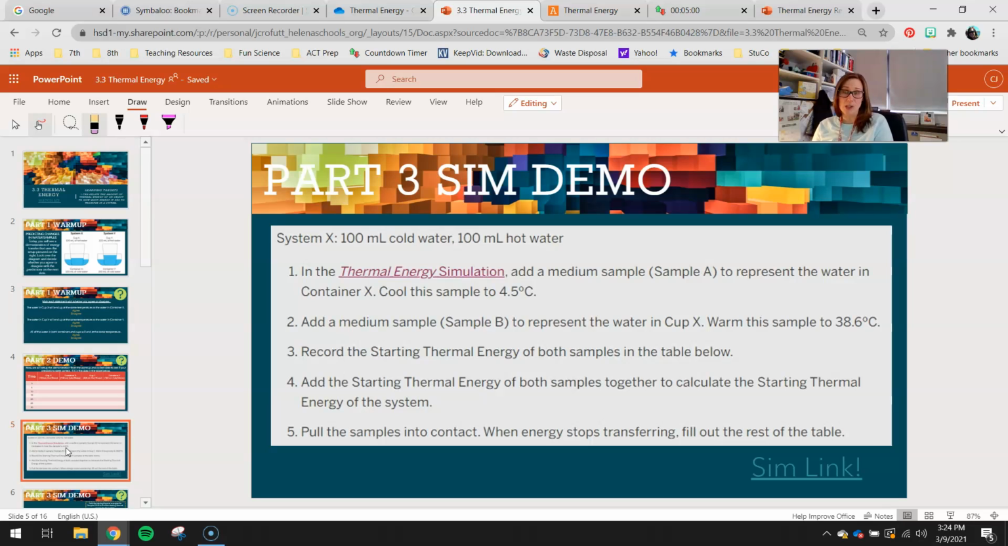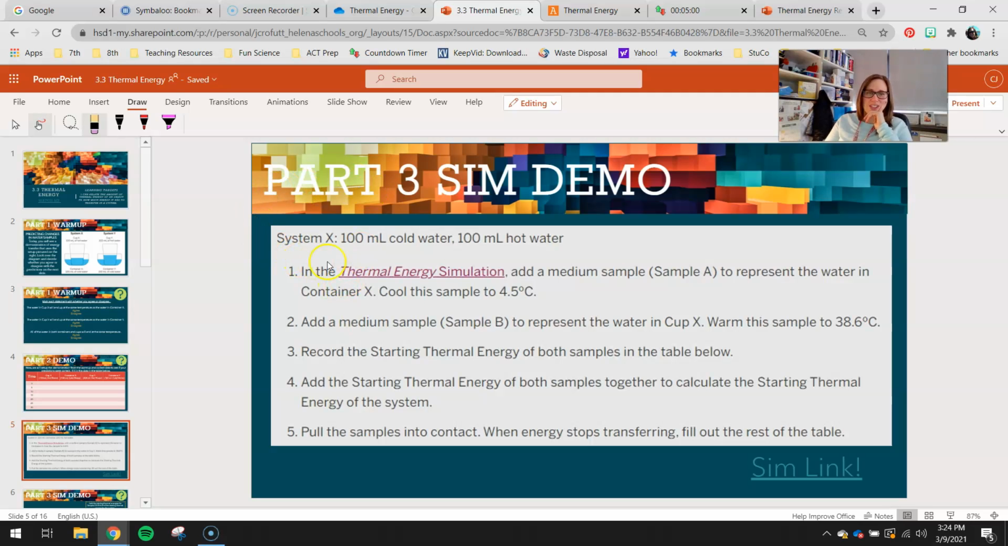In part 3, you're going to be building this same demo in the simulation. So not only will you be collecting the data in real life, but you'll be doing it in the sim as well. You're going to see similar patterns, but our water starts out a lot hotter than theirs, so you're not going to see the exact same data. And we're not necessarily going to be exactly 5 minutes on the money every time either. All right, here are your directions.